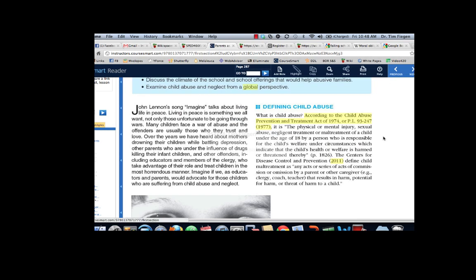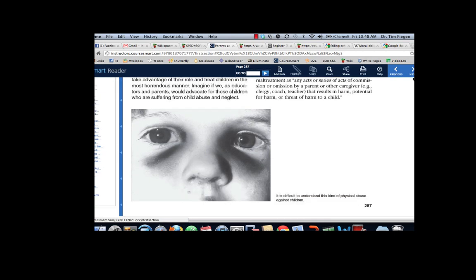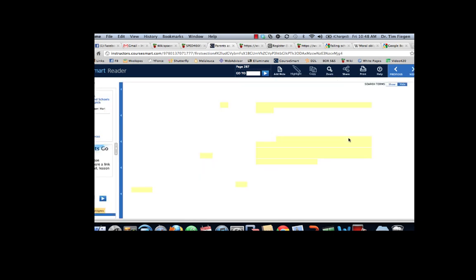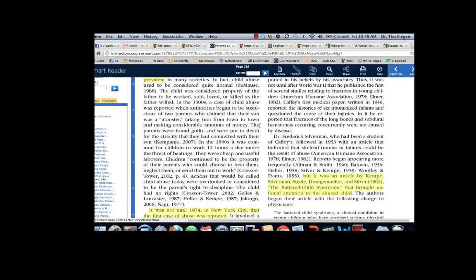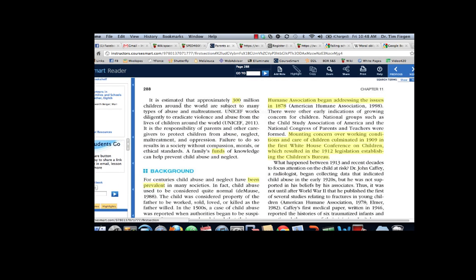Here's that definition. And then it starts to go into some of these images that are pretty graphic. This is interesting here: an estimated over 300 million children around the world are subject to many types of abuse and maltreatment. It doesn't say annually, but I'm assuming. UNICEF works diligently to eradicate violence and abuse from the lives of children. So that's UNICEF's role.